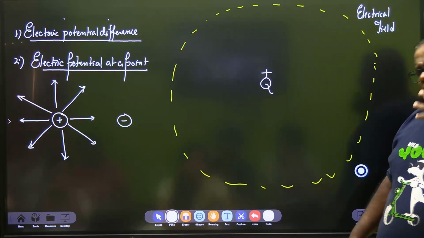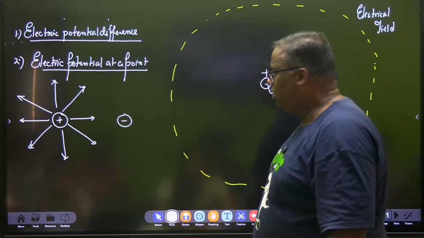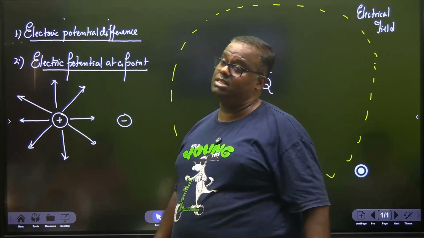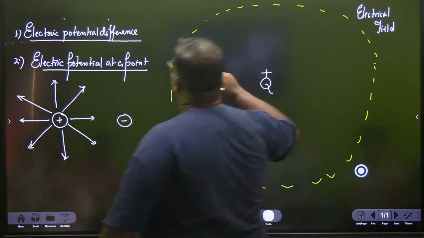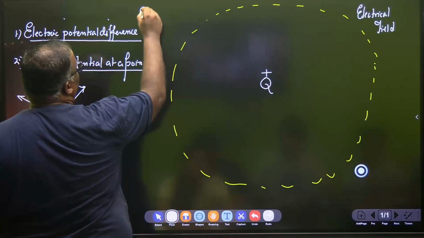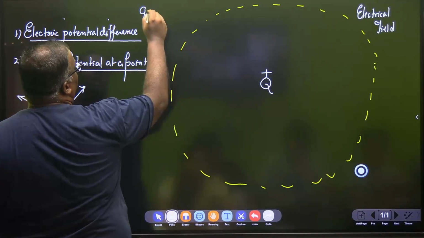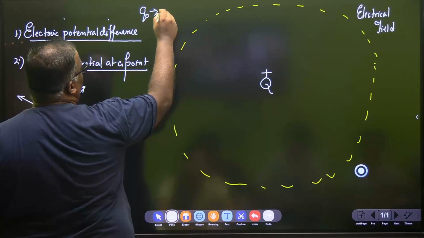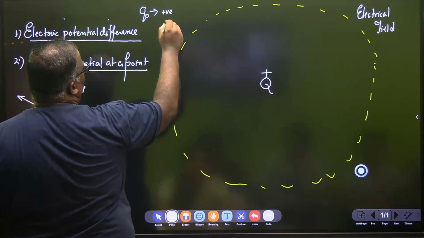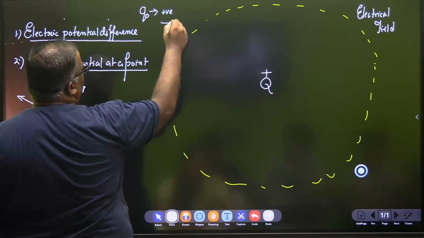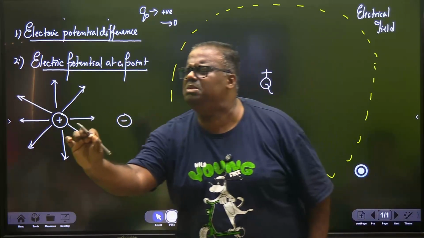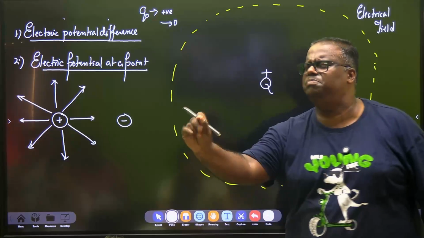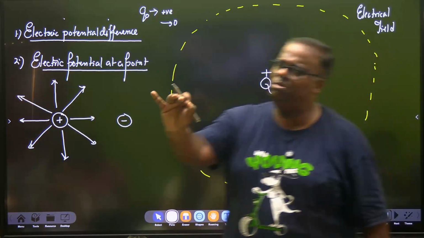Okay. Sir, how did you know that it is outward? You must have tested it. Yes, I tested it. And the testing charge in electrostatics is always denoted by something called Q naught. And Q naught is assumed to be positive, but almost tending to zero. It itself has almost no charge. Minimum. But whatever minimum is there, that is positive.